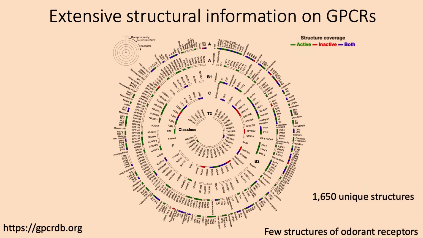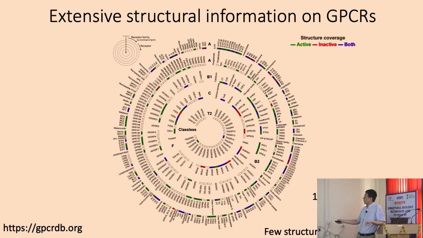And then class B1, class B2, class C, class F, and then class T, the taste receptors, and then classless. Well, I guess you know what that means. For the taste receptors, there are so far only 2 structures that were done recently. And for the odorant receptors, very few are done. So that's why they're not even in here. Class O is not even in here. But either way, it shows you a tremendous amount of structural information now on the GPCRs.